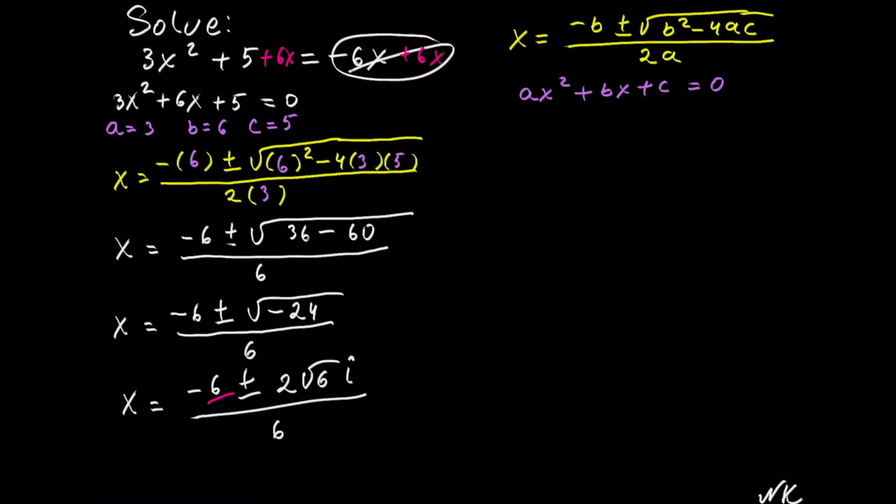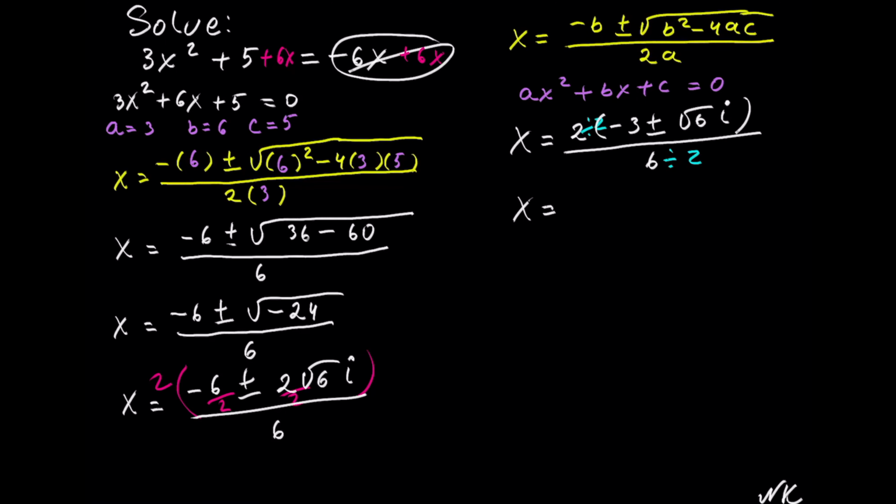Let's factor 2 from the numerator and we get x is equal to 2 times negative 6 divided by 2, which gives us negative 3, plus or minus 2 square root of 6i divided by 2, which gives us just square root of 6i left over, all over 6. On this step we can reduce 2 and 6 by 2. And we get x is equal to, 2 and 2 cancel into 1, so we have negative 3 plus or minus square root of 6i, all over 3. So this is our solution.